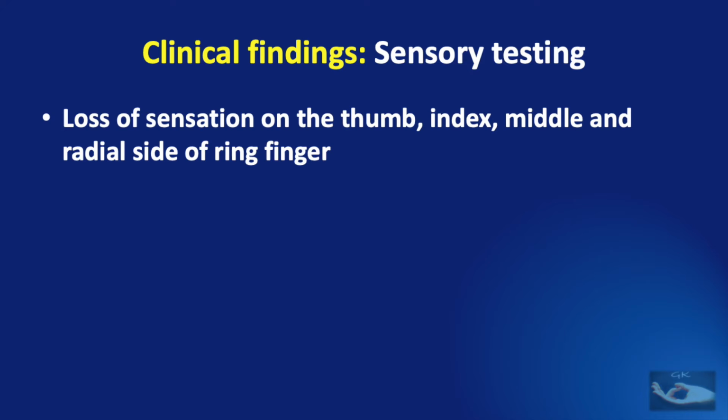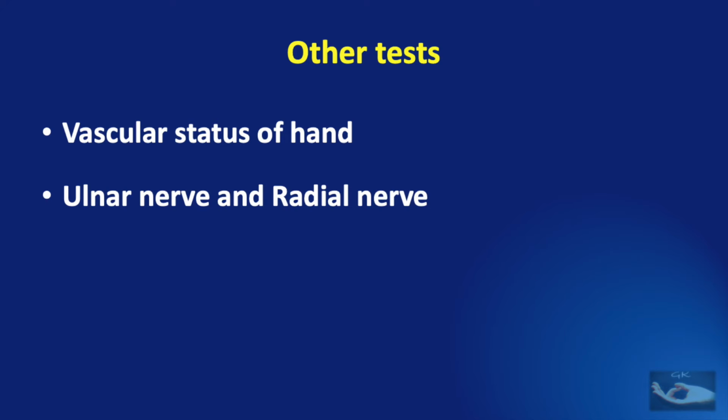Hence, the level of injury was the trunk of the median nerve distal to the anterior interosseous nerve branching. Sensory testing revealed loss of sensation on the thumb, index, middle and the radial side of the ring finger. The clinical examination was completed by conducting the other tests and confirming the good vascular status of the hand, by confirming that the ulnar nerve and the radial nerve were totally intact and the function of the probable donor muscles, that is, the extensor indicis proprius and the extensor carpi ulnaris were also confirmed.